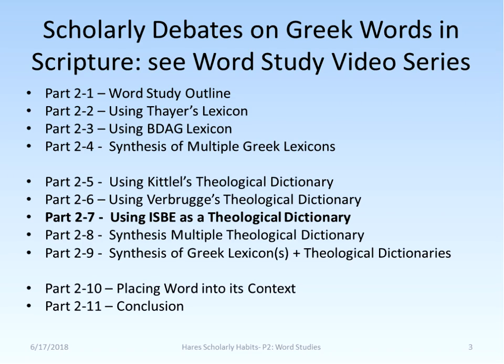And the third dictionary we're going to look at is a second-tier dictionary called the ISBE, and it's similar to Vine's in that Kittel and Verbrugge look at the Greek words. ISBE looks at the English concepts behind it, so it may combine things. But the ISBE does give you a link to the Greek. And then next we'll synthesize, that is, compare and contrast these theological dictionaries before we synthesize both the lexicons and the theological dictionaries.